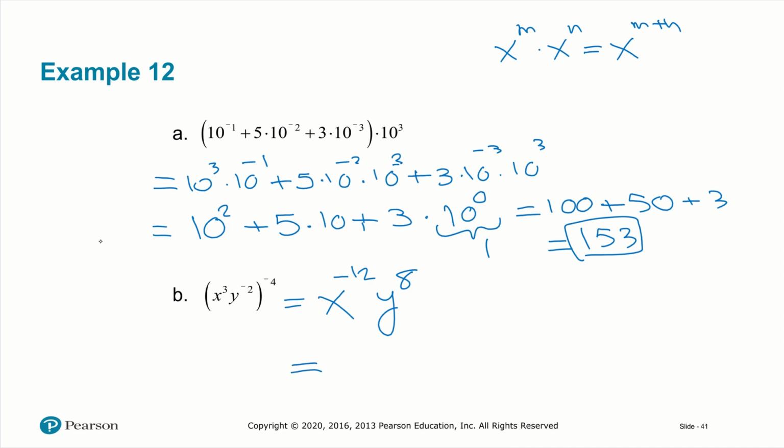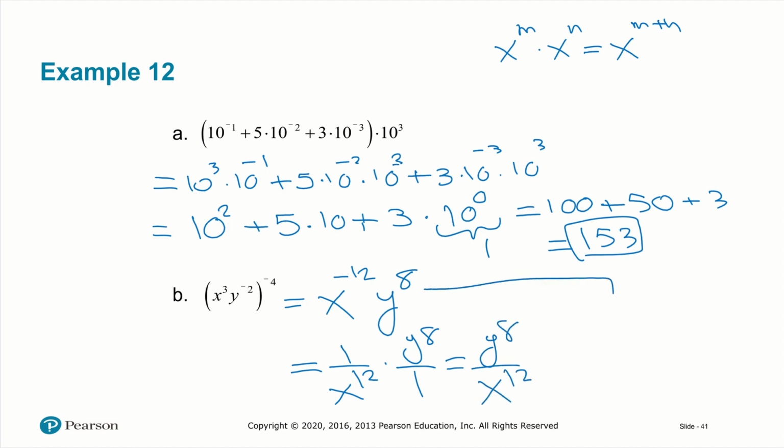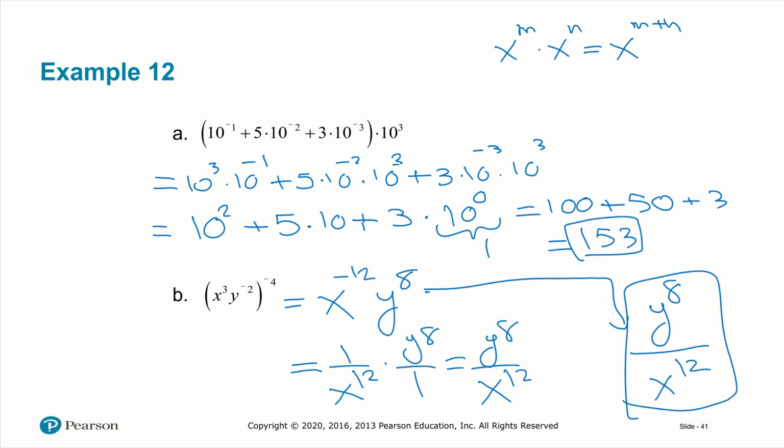So the trick is you can either go in 2 steps, write this as 1 over x to the 12 times y to the 8 over 1, and then just get y to the 8 over x to the 12. Or normally, we just go directly to that. We keep the positive powers on the top, we move the negative powers down below. So we could have gone straight from this to the final answer. We can bypass this business once we get comfortable with this stuff, okay?